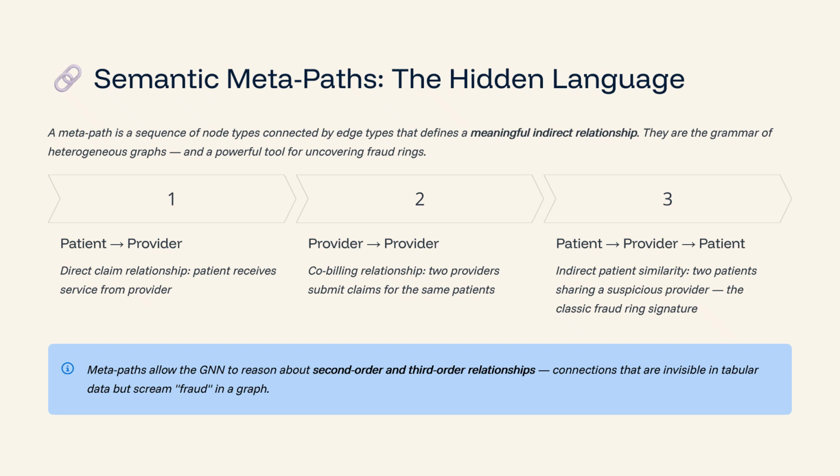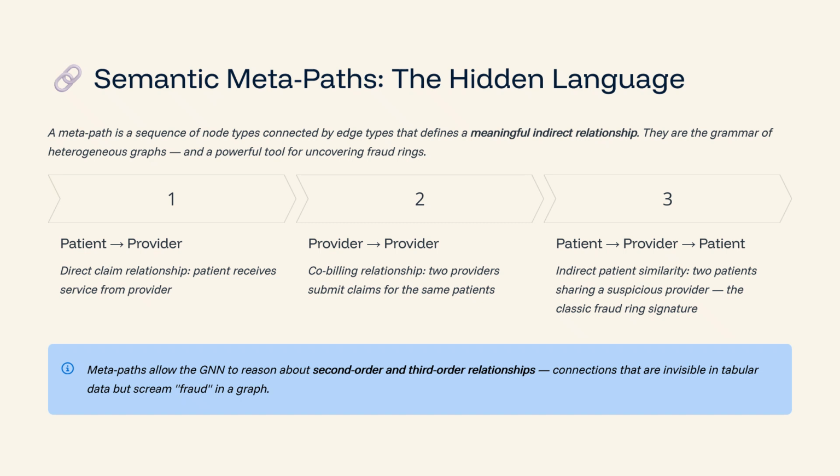The first is patient-provider, which is a direct claim relationship. Simple, a patient received services from a provider. Next is provider-to-provider, which captures a co-billing relationship. Two providers who are both submitting claims for the same patients. On its own, this might be innocent, but at scale, it becomes a strong signal worth investigating.